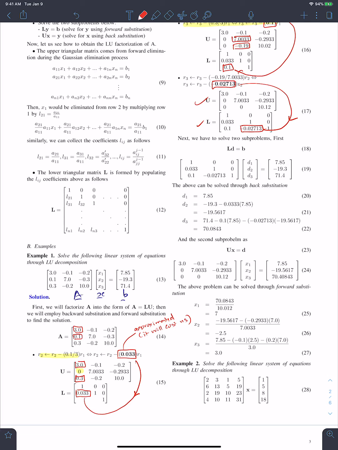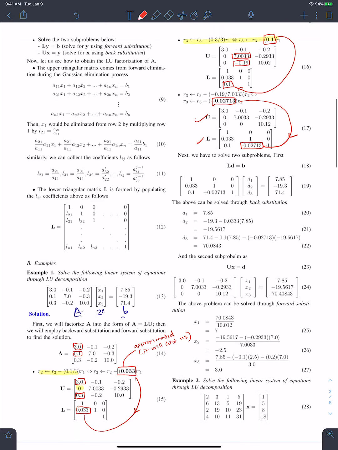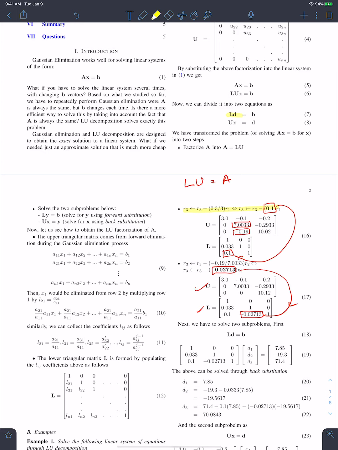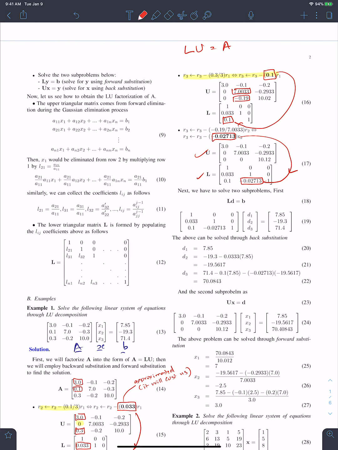Okay, so now we have LU decomposition performed. That means we have L and U. So what we do first, we find D, such that L times D is equal to B. B is already known. L we just found. So what is D? Therefore it can be solved through forward substitution.